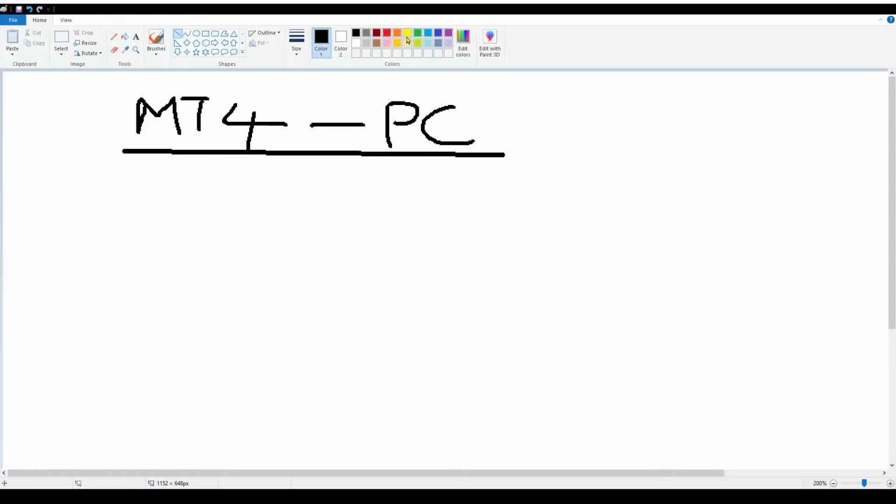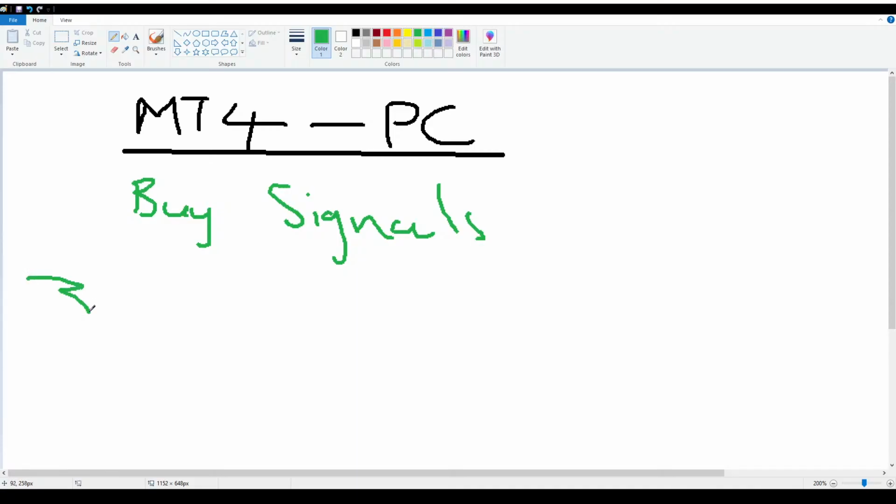Now, let's look at the rules for buy signals. I'm going to show you the charts just now, guys, I'm just preparing you. For buy signals, there's three things that we need to look at. The first thing that we want to see is the price needs to be above the 100 moving average. It has to be above the 100 period moving average.